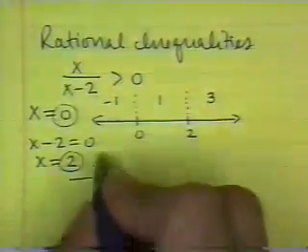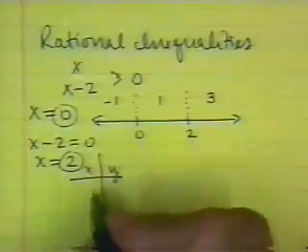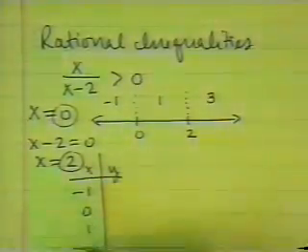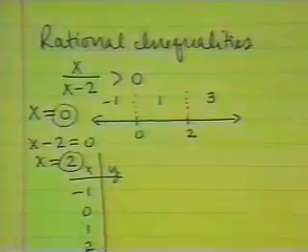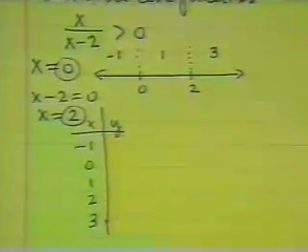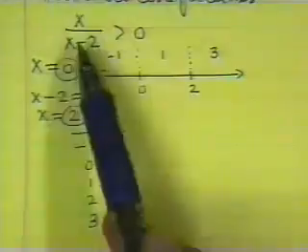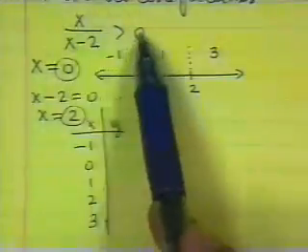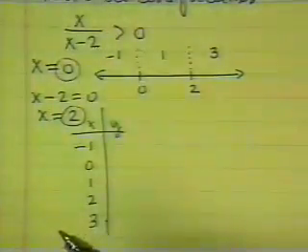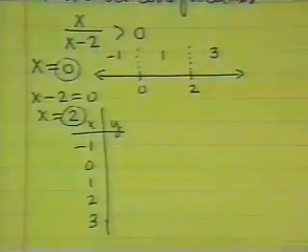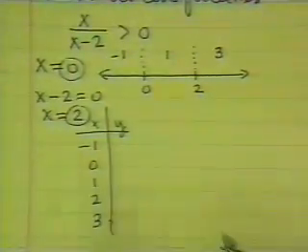Now I'm going to put them in a little T-bar again for testing. -1, 0, 1, 2, and 3 are the numbers we're going to be using. So let's start testing. Remember, all you do is plug them back into the original equation and see if they give us a true or false statement. Whether they're true or false will determine whether they get shading or not.